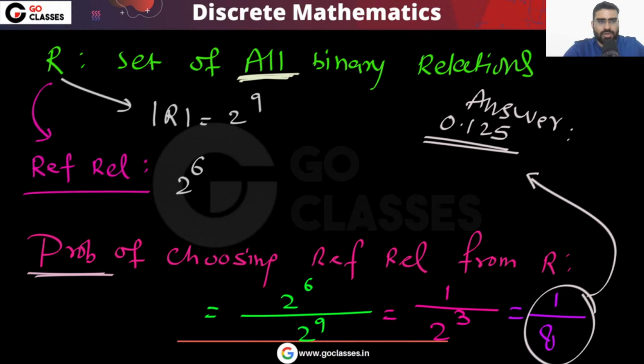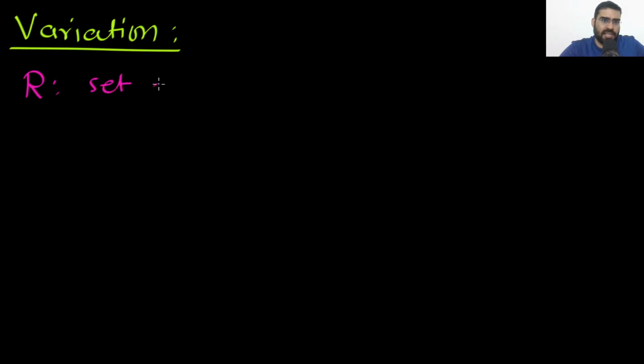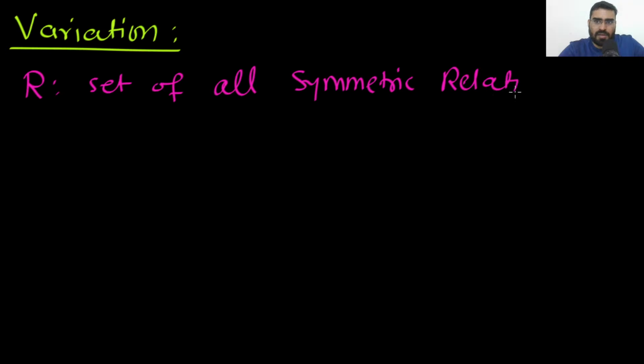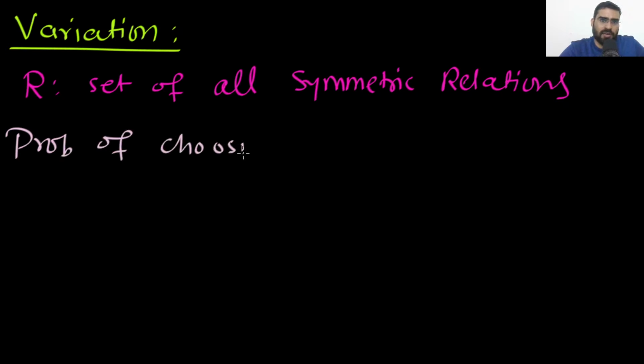Now let me ask you one variation. What beautiful variation can they ask you in this question? This is a beautiful variation they can ask. Assume that R is given to you as the set of all symmetric relations. Now the question is asking, what is the probability of choosing a reflexive relation from R?